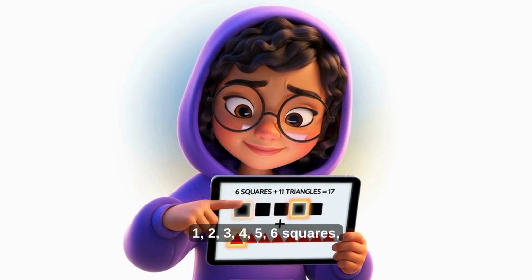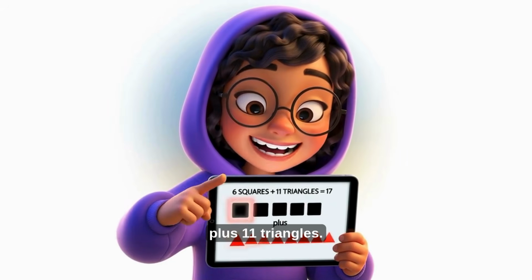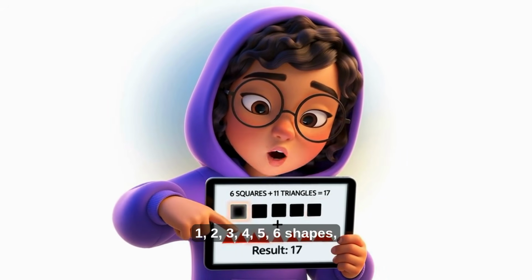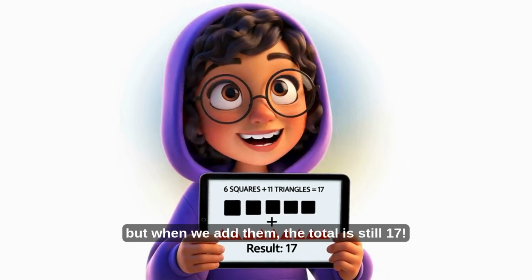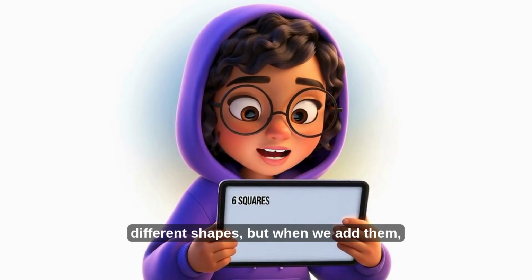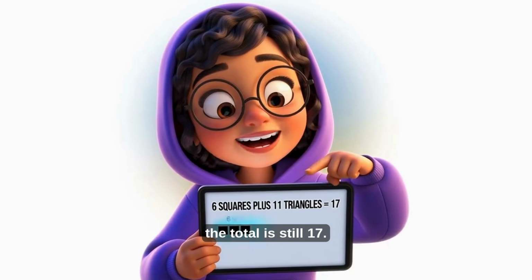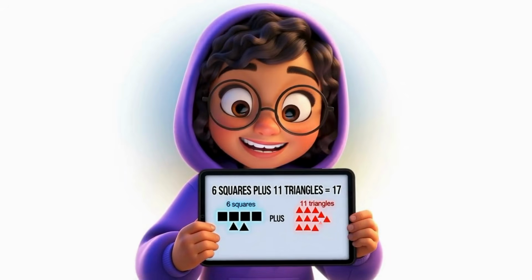1, 2, 3, 4, 5, 6 squares plus 11 triangles. Different shapes, but when we add them, the total is still 17.